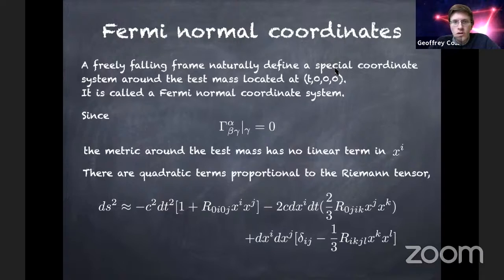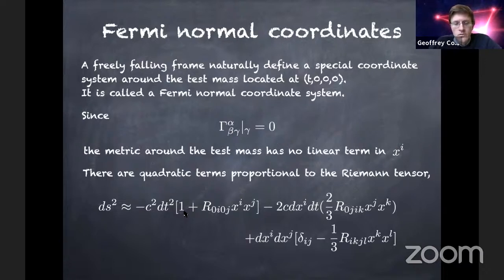Once you have a freely falling frame, we can describe that around the geodesic the Christoffel symbols go to zero. But then what about the orthogonal directions, going outside of the geodesic? So the freely falling frame defines just the worldline of the test mass, and we imagine that it's located at spatial position zero. And we can add three different vectors to complete the tetrad. Since the Christoffel symbols are zero on the geodesic, in any such choice, there will be no linear term in the deviation x of the metric. There will be quadratic terms.